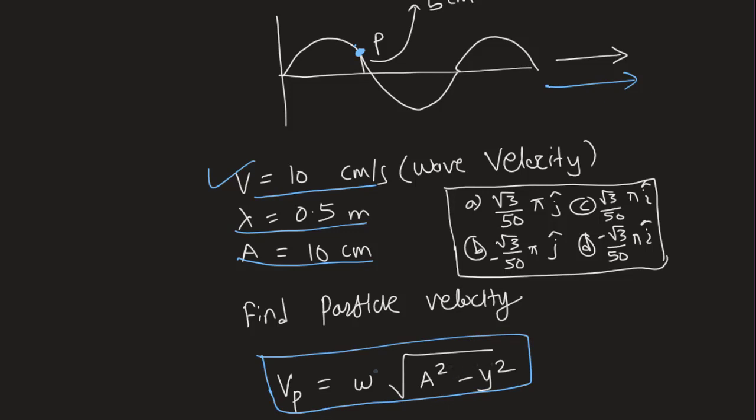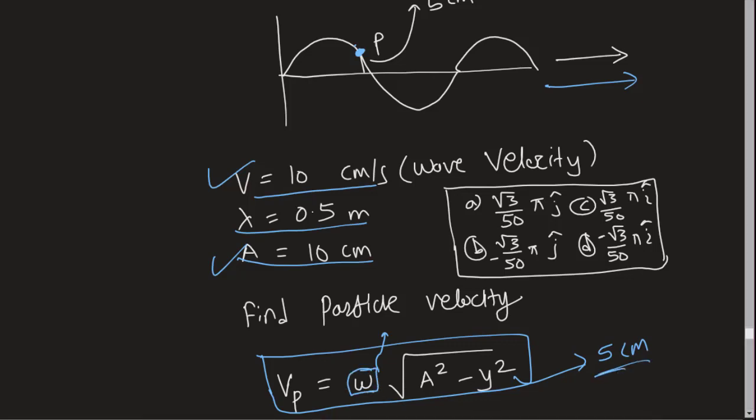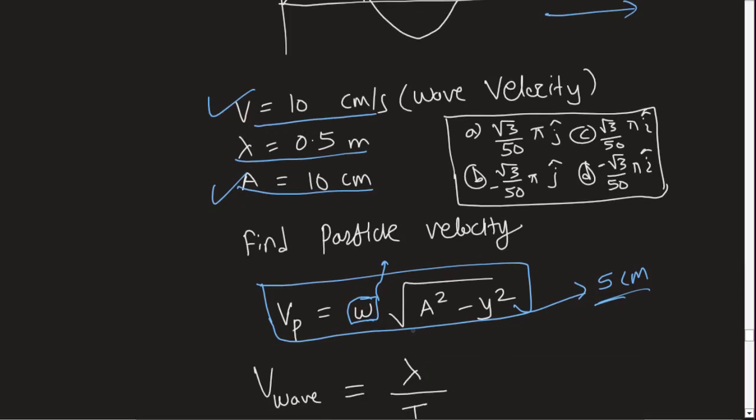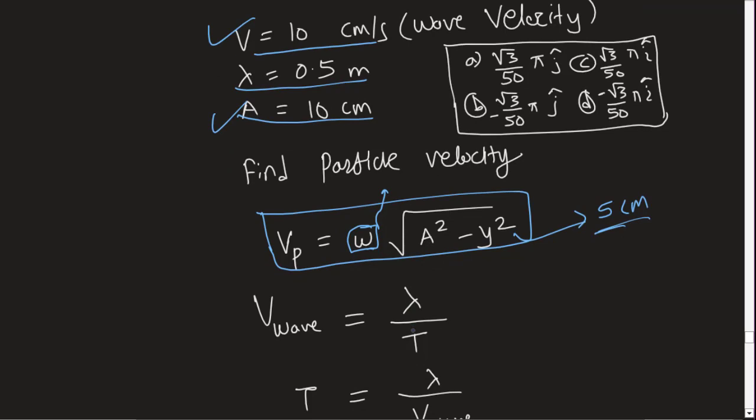Here omega is the angular velocity of this wave, a is the amplitude of the wave, and y is the displacement. So amplitude is given, then displacement is also given. Okay, displacement is given as 5 centimeters. So how do you find this omega, angular velocity? And to find that, we need to use some equations.